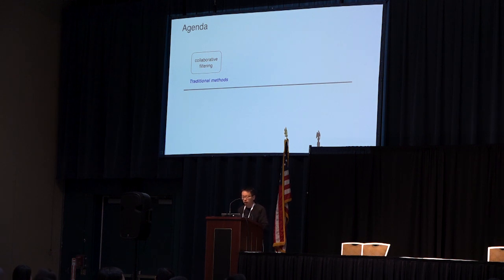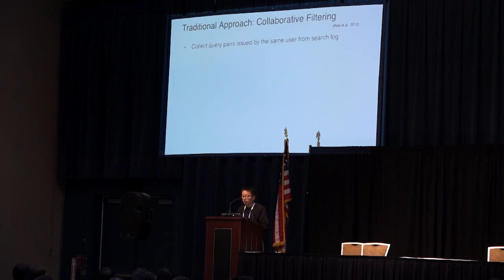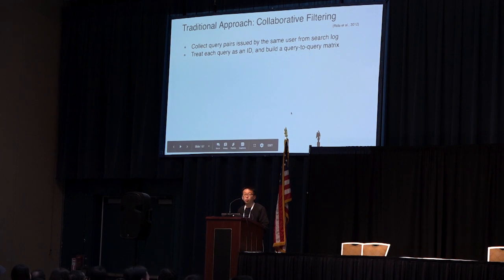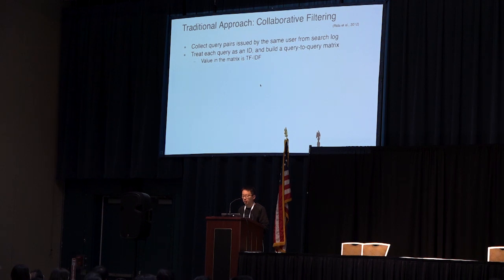For the traditional method, I will just introduce a very simple baseline, collaborative filtering. The first step is to collect the training data. The training data can be collected from query pairs issued by the same user in the search log, so our system learns the reformulation pattern. The second step, you treat each query as an ID and build a query-to-query matrix, and the value in the matrix is the TF-IDF value.